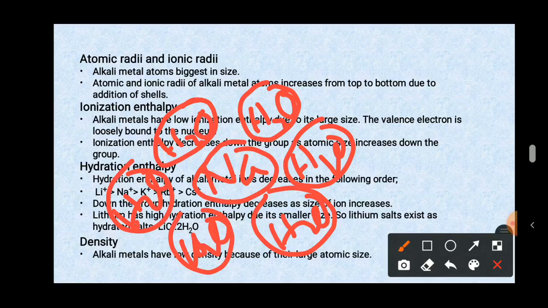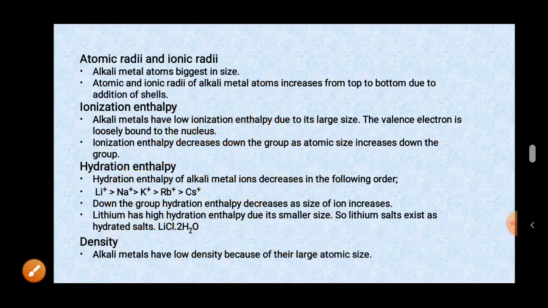I will repeat it again. What is the meaning of hydration? A hydration reaction is a chemical reaction in which a substance combines with water. This process is called hydration, and the energy involved in this process is called hydration energy or hydration enthalpy. This is a very important concept.